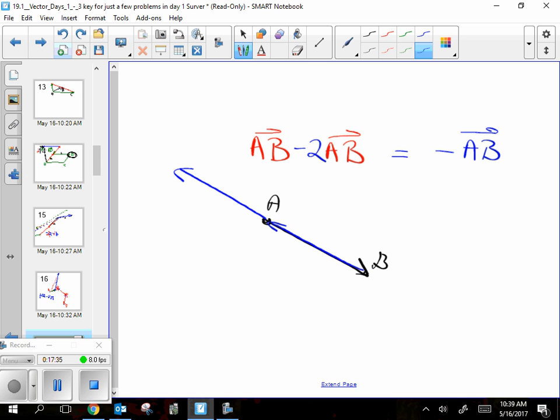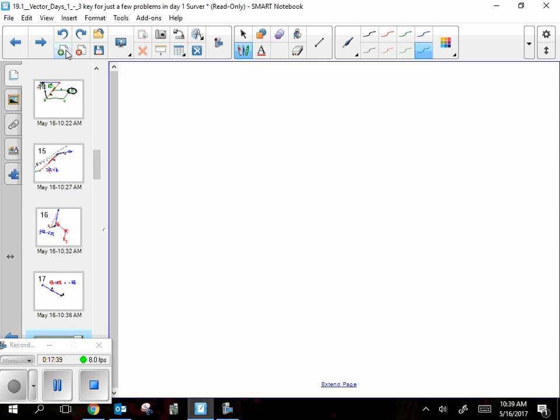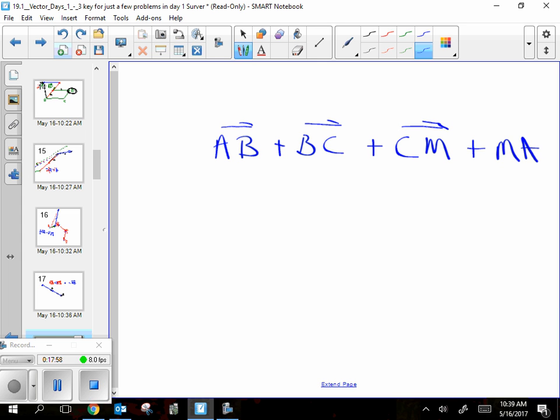Is that a hand? Okay. All right. So now, this one's a little weirder. Bear with me. AB plus BC plus CM plus MA. Try to figure out where you are. I'll pause for a second while you do.